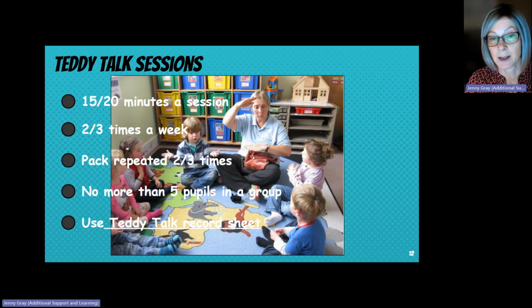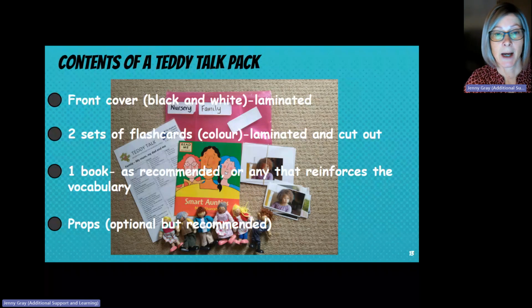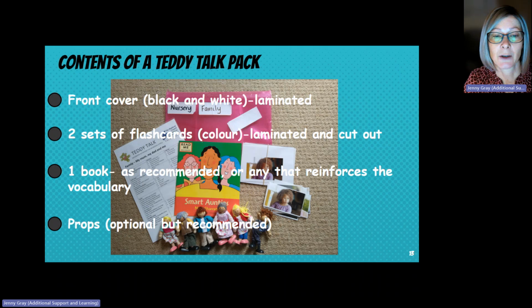So with the pack, they're getting the same topic, say colours, 2 or 3 times a week to reinforce that learning. No more than 5 pupils in a group. Okay, they've got 6 in that one, so it's not representative, but any more than that is not manageable in terms of giving them the attention and the support that they need. And we have a little record sheet, which I'll show you a little bit further on, to record what you've done. Very simple. Okay, so there's a wee pack. With the props, very important. So you've got a little sheet at the front.